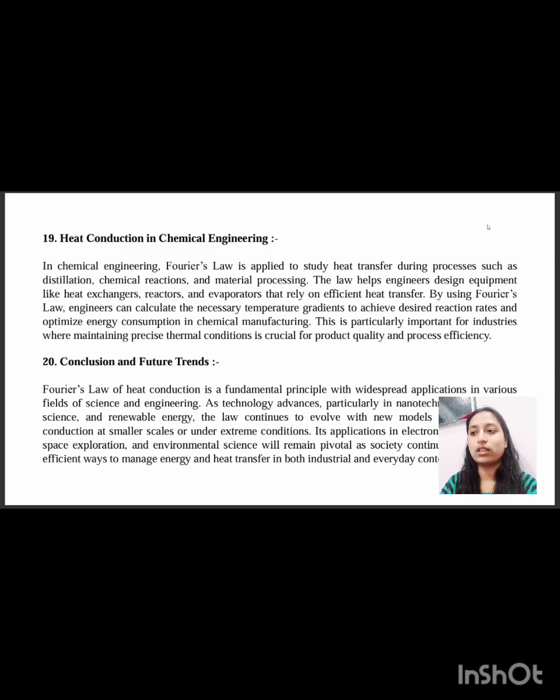Its applications in electronics, construction, space exploration, and environmental science will remain vital, as society continues to seek more efficient ways to manage energy and heat transfer in both industrial and everyday contexts.